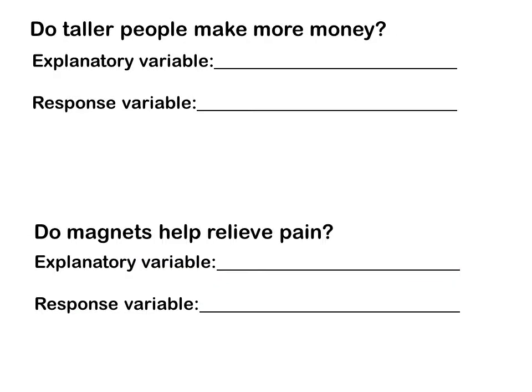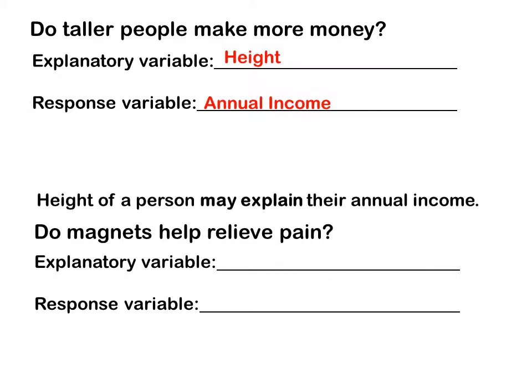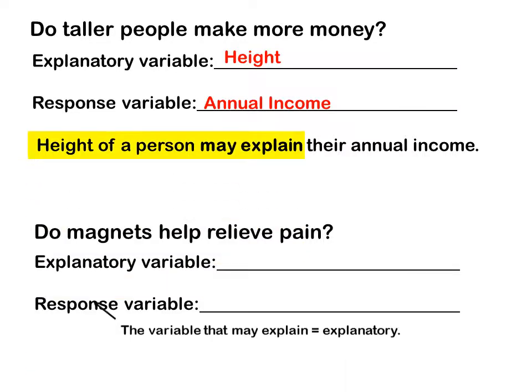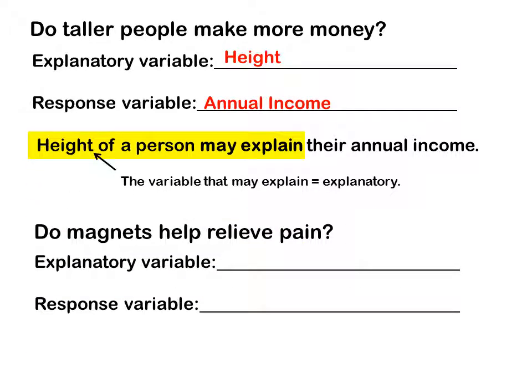So do taller people make more money? Does the height of people explain how much money they make, or does the money they make explain how tall they are? The one that makes the most sense is that height explains the amount of money that they make, or annual income. So the way I think about it is, height of a person may explain their annual income. The variable that may explain would be the explanatory.